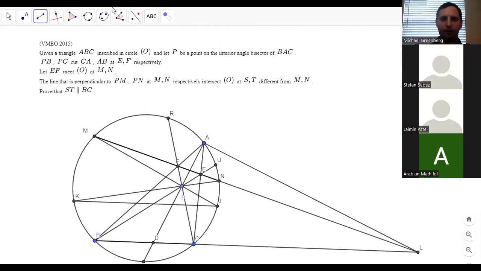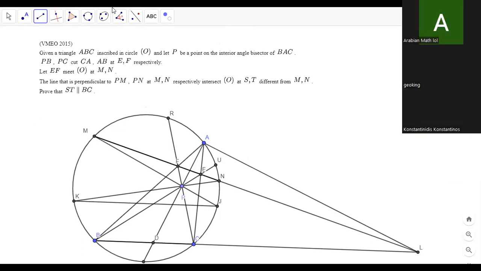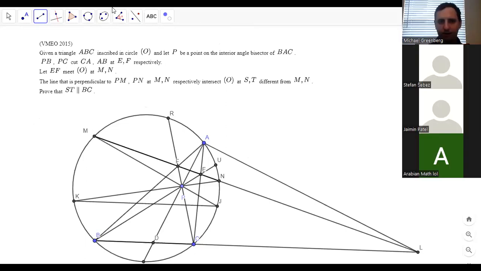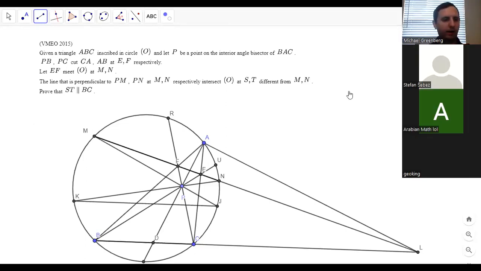All right, so we have Khan joining us. Thanks for joining, Khan. So I think this is our second problem. So we're doing the Vietnam Math E-Olympiad. So it's like an internet competition.